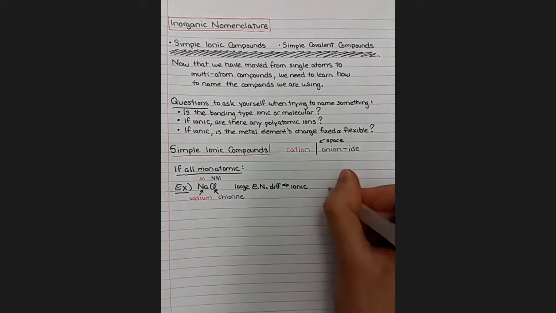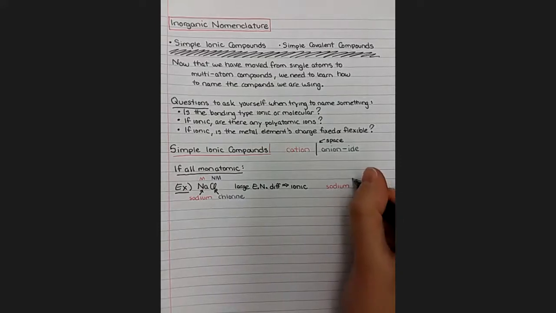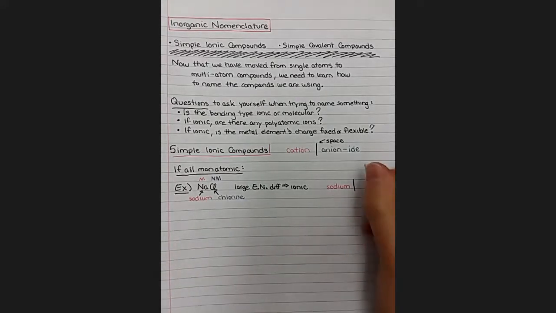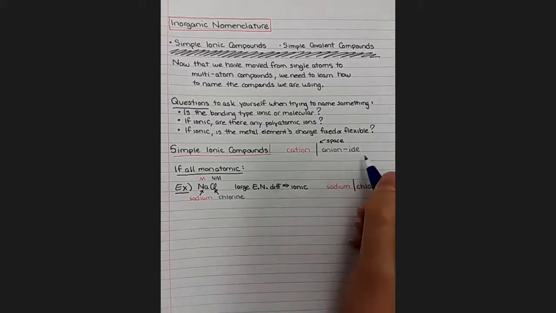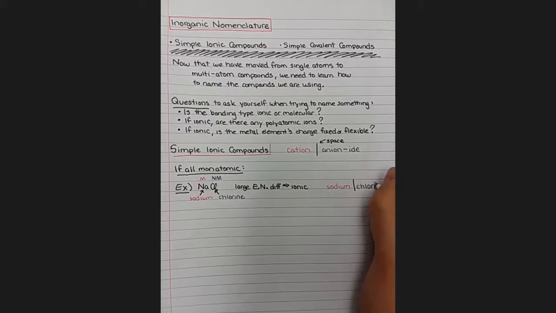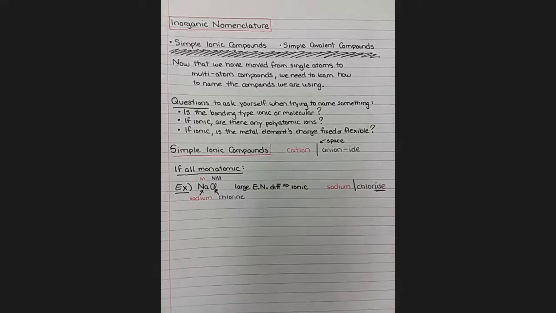So the cation's name is written as it is, without any changes. Then we put a space. Then we write the anion. And instead of writing chlorine, we change the ending to be "ide." So we write chloride. That's the only interesting part about that name.